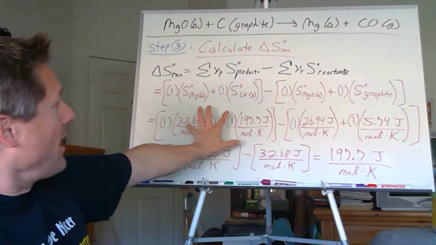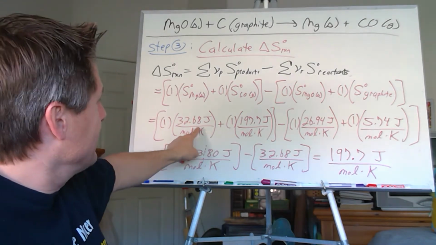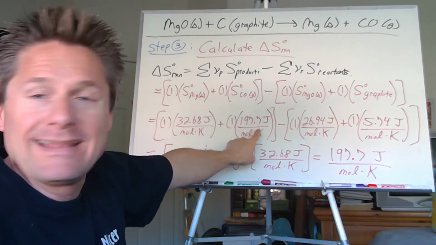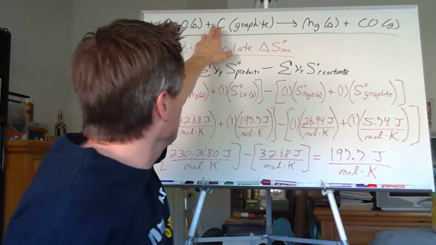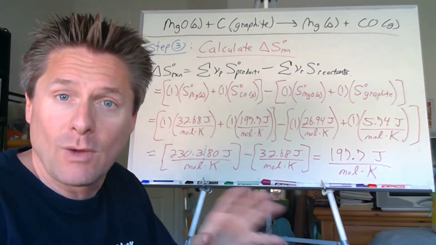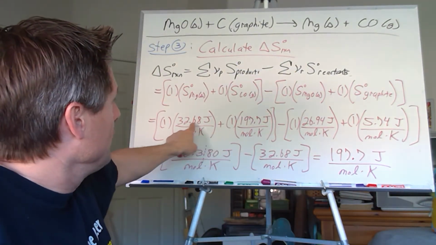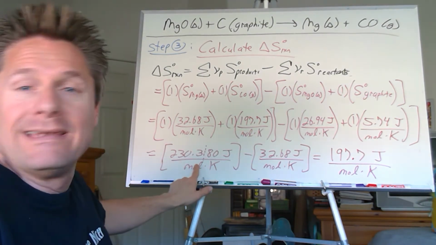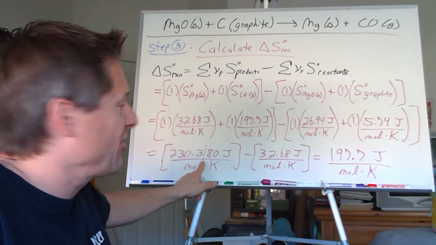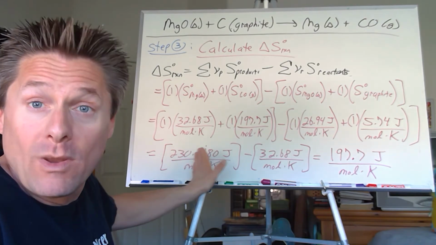So let's take our products, add them together. So take the 32.68 times 1 plus the 197.7 times 1, right? If that had been a 2 here, I would have multiplied that by 2. Watch out for those coefficients. Good to 2 decimals, good to 1 decimal. So I'm limited to 1 decimal place. So I get 230.380 joules per mole Kelvin, good to 1 decimal place.